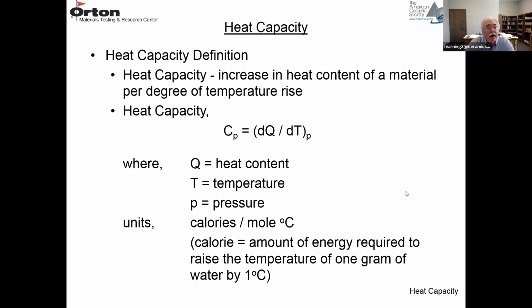So for heat capacity, we can define heat capacity as the increase in heat content of a material per degree of temperature rise. So the heat capacity, C sub P, just equals the change in the heat content, dQ, divided by the change in temperature, dT. And we're going to consider measurements at constant pressure, P. So the heat capacity is just the increase in heat content of a material as we increase the temperature. Common units are calories per mole degree C. And for reference, a calorie is the amount of energy required to raise the temperature of 1 gram of water by 1 degree C.